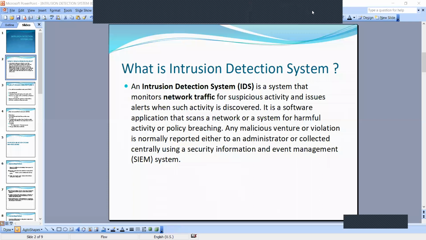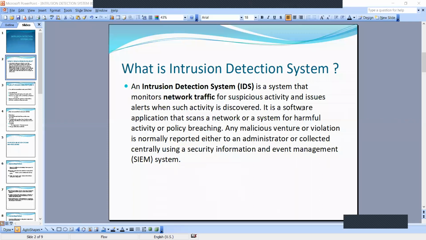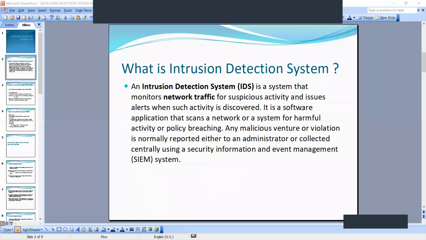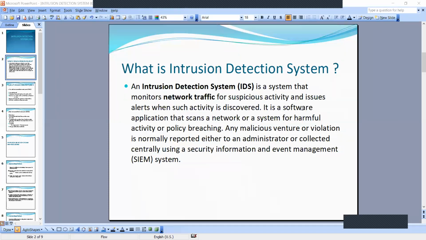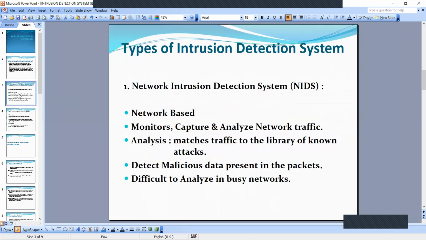So what intrusion detection system is? It continuously monitors your system or your network. It monitors your network traffic, like your data packets, and checks whether there is some malicious content that can do some malicious attacks to your system or your network. And if it finds some suspicious activity, it will alert your system administrator or your network administrator. Prashant, can you take to the next slide? Okay.